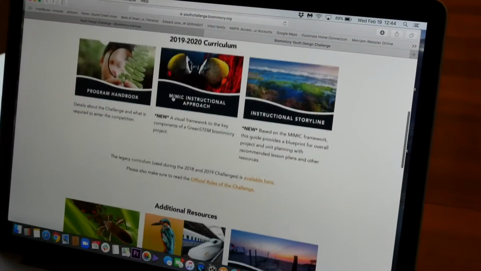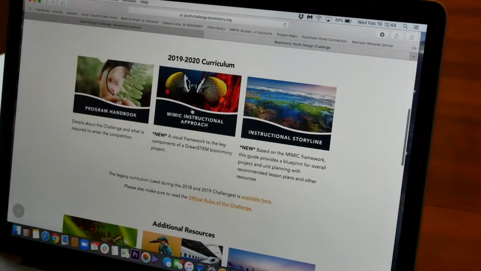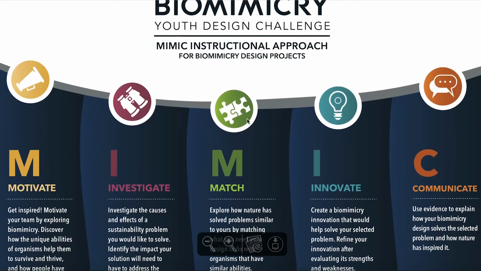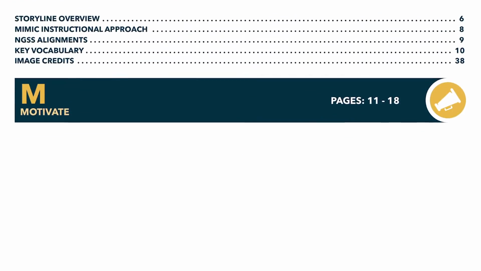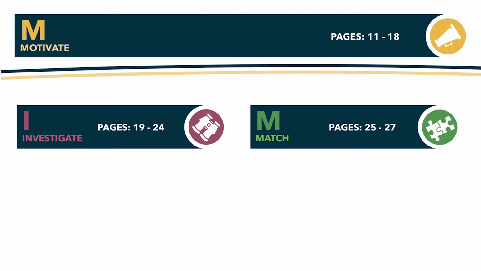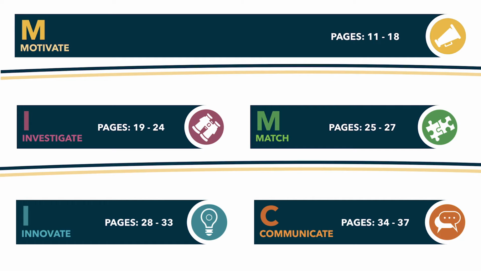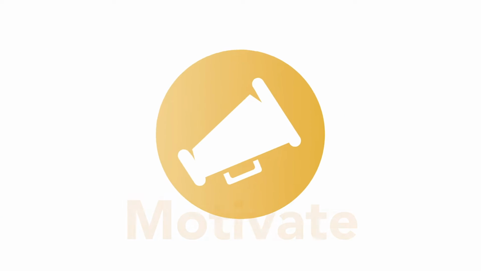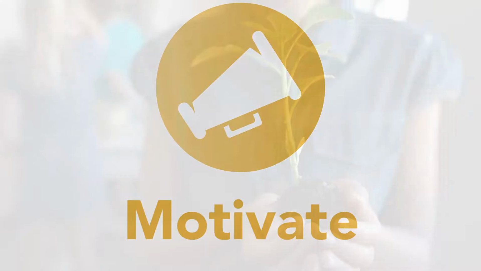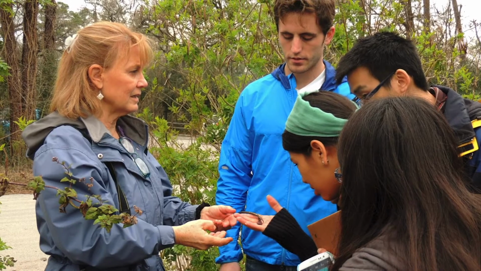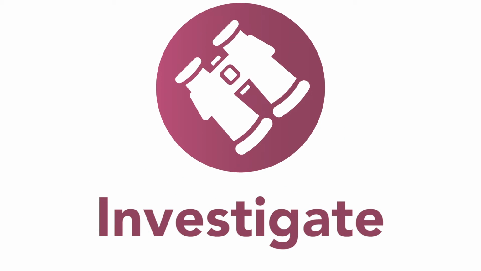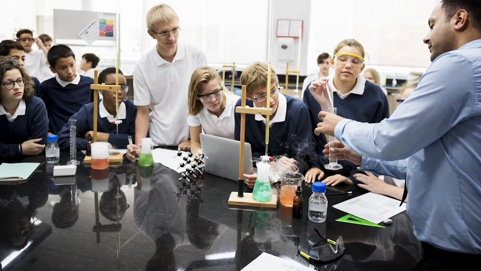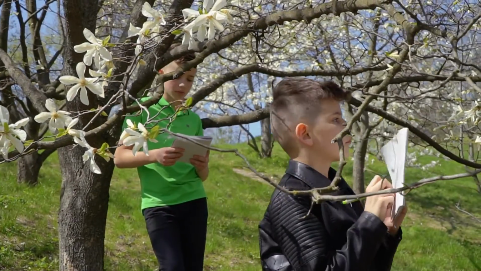This storyline is built on the MIMIC Instructional Approach. Each letter in the word MIMIC represents a key step in the design challenge. The driving questions and lessons of the storyline are organized into sections based on this framework. Starting with Motivate, students first explore nature and biomimicry through a series of indoor and outdoor activities. Next, students investigate global climate challenges and begin the design process by identifying a problem that they want to solve.